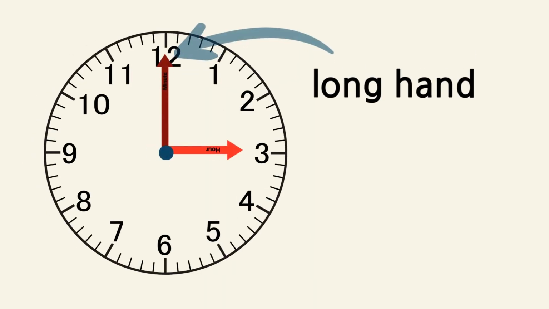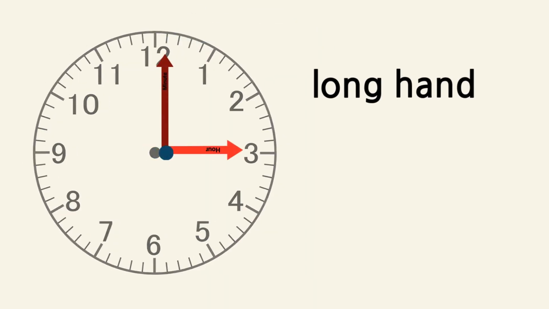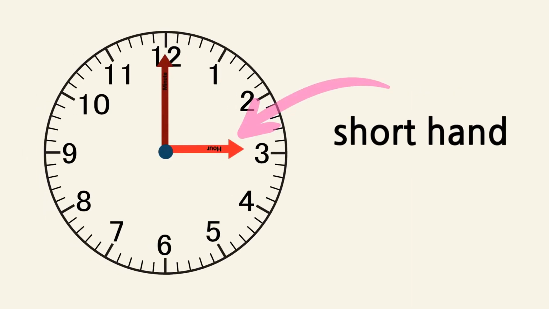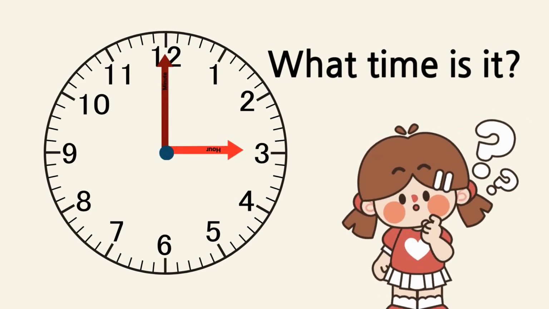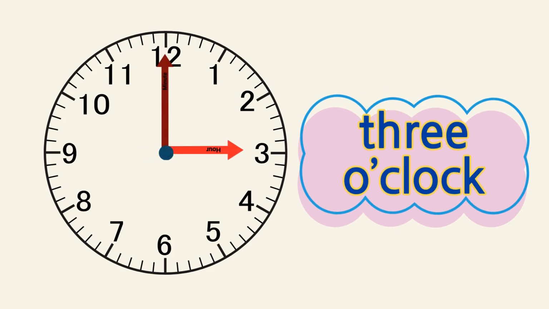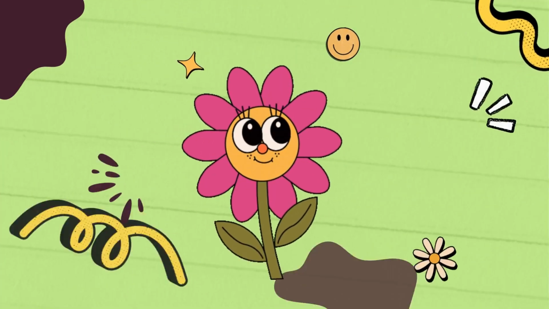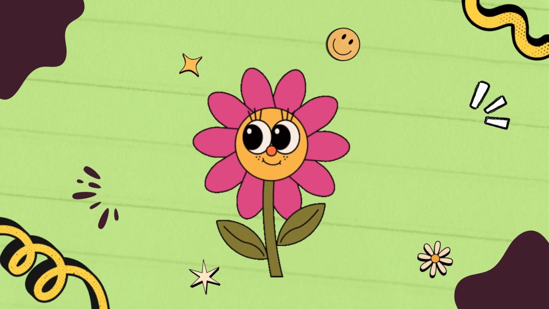The long hand is on 12, and the short hand is on 3. What time is it? Ding dong dang. It's 3 o'clock. Oh, I see. This is really fun.